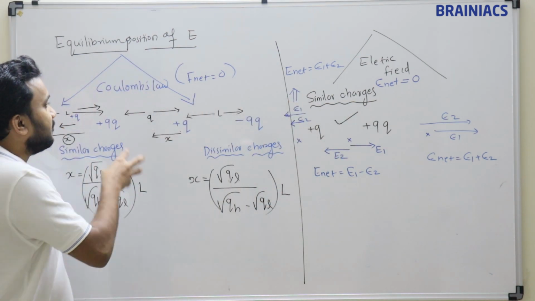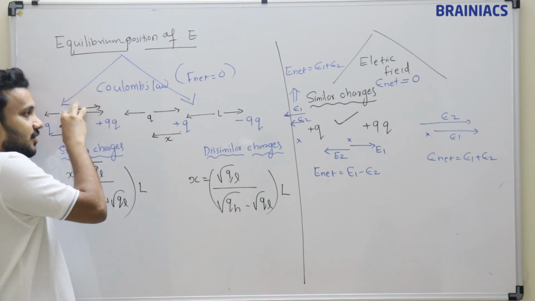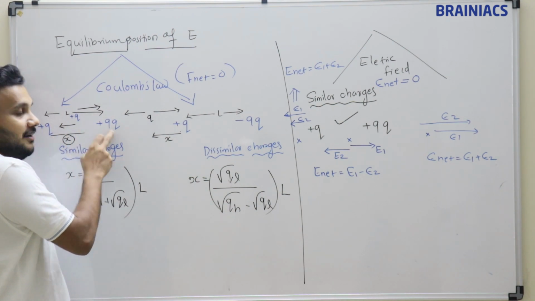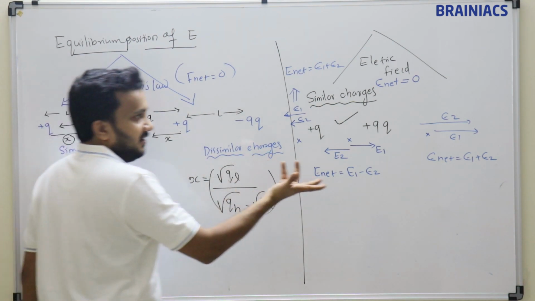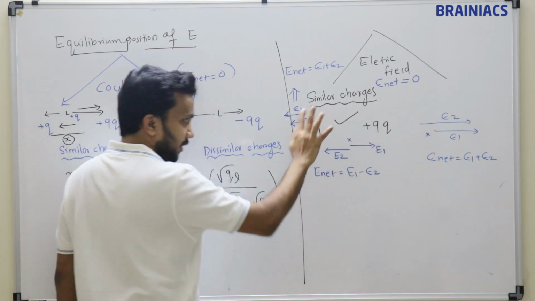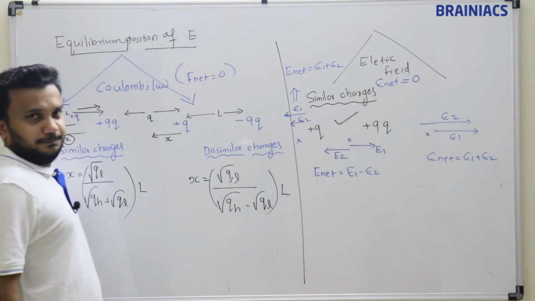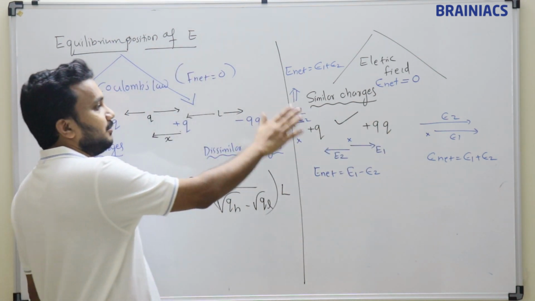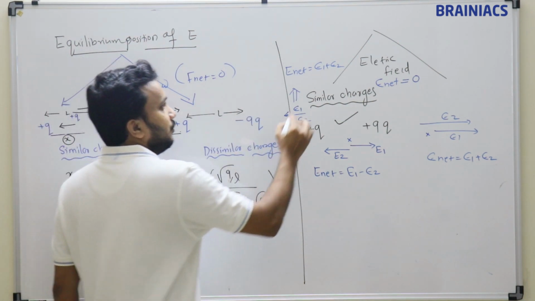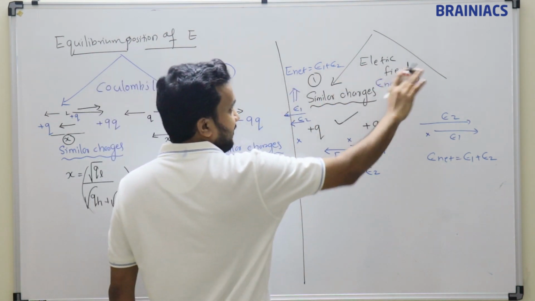Okay, so in Coulomb's law the equilibrium position of the third charge has to be placed in between the two charges to have an equilibrium. The same case, the equilibrium position for two similar charges will always lie in between the two charges. Okay, this is the concept of similar charges. Hope you understood. This is the first concept, similar charges. Now we'll move to the next concept.